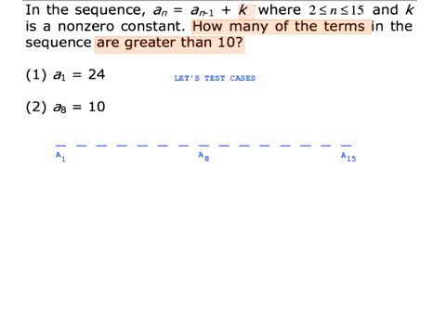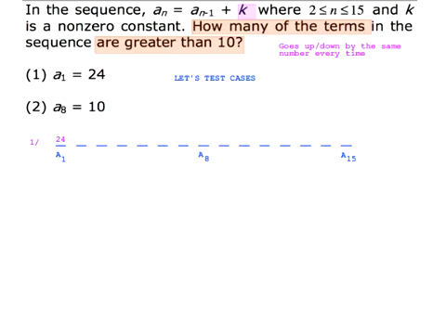So how many terms are greater than 10, and this is just a constant. This means you're adding the same number every time. Constant. So it goes up by the same amount, or it goes down by the same amount every time. Could be either, right? In fact, if you combine the statements, you would get a sequence where k was negative. You don't ever have to combine them, but if you did.